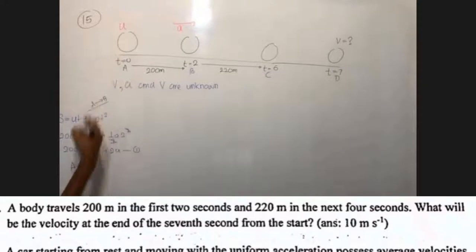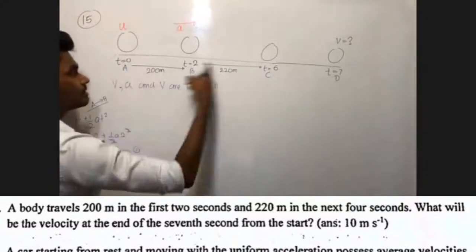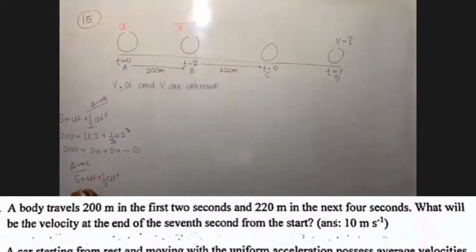Same equation. S equal ut plus half at square. What is S? S is 200 plus 220. It is 420 meters.